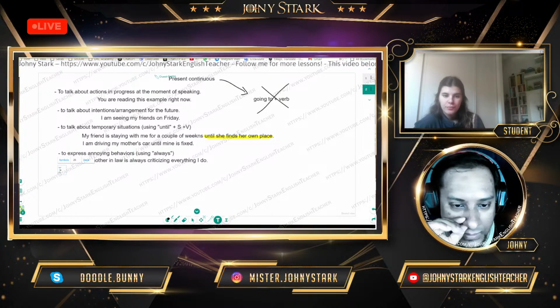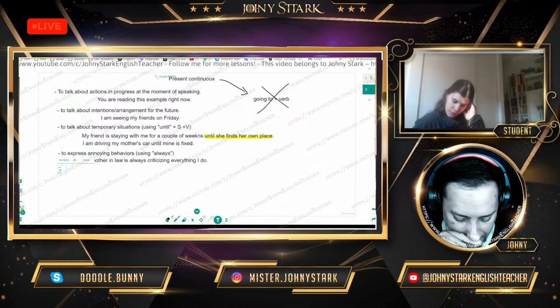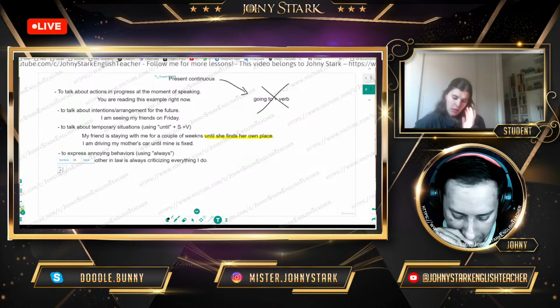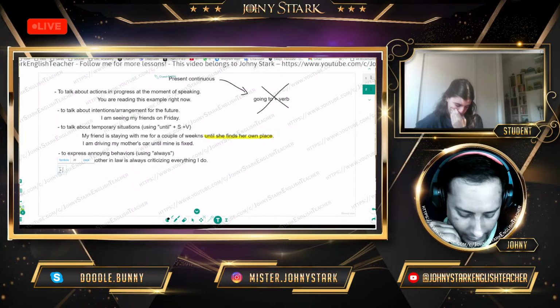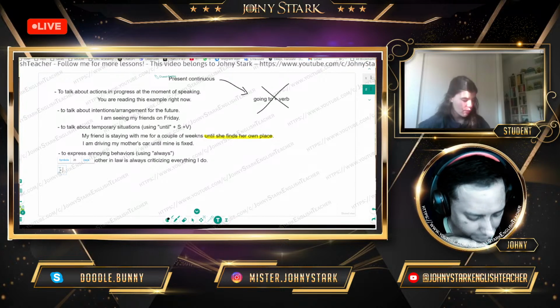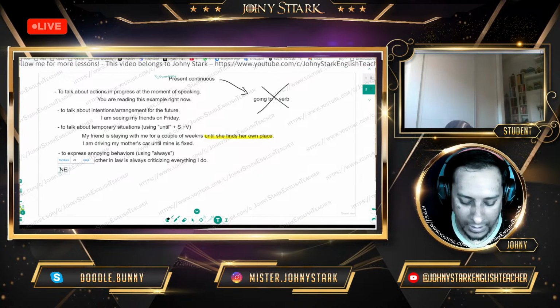Temporary situation, behavior, intentions, arrangement. Me está faltando uno. Bueno, hasta que me acuerde vamos a hablar de los negatives.